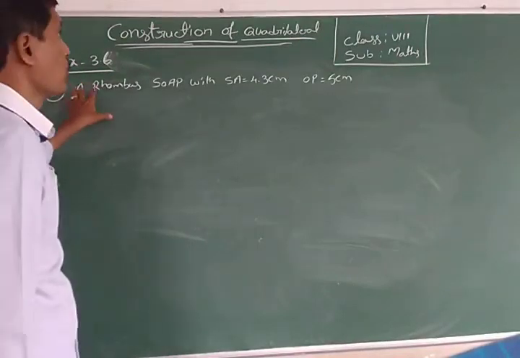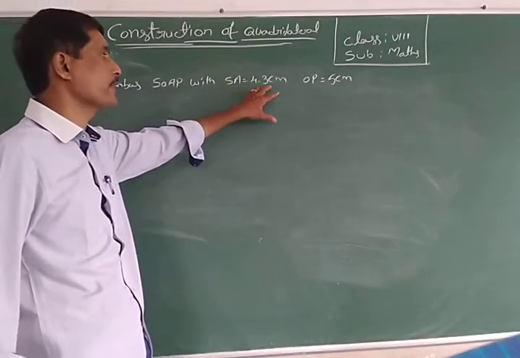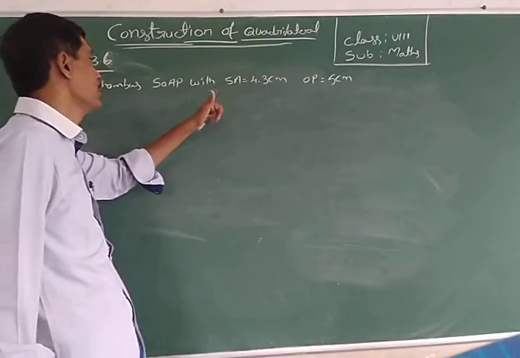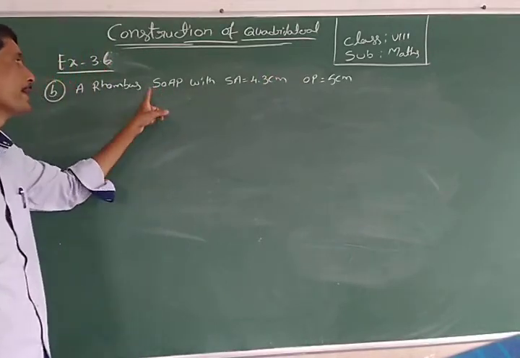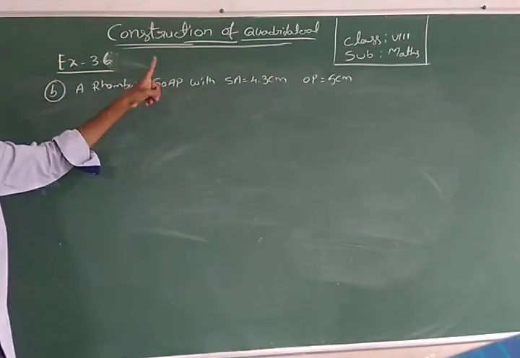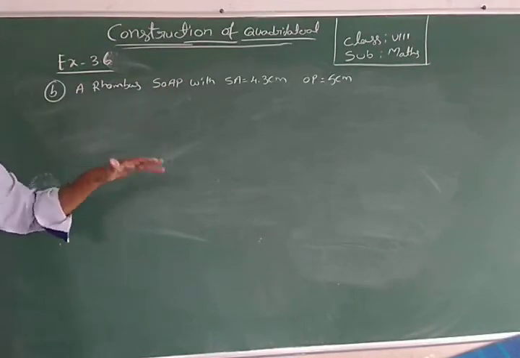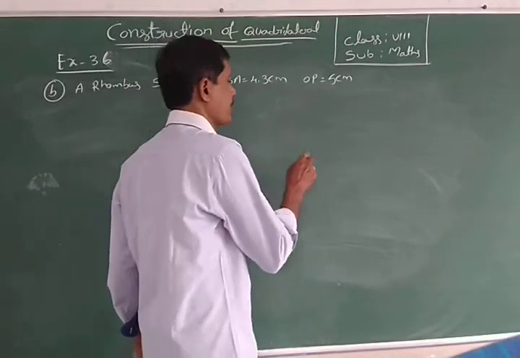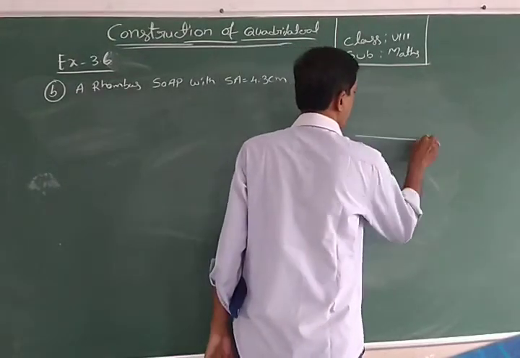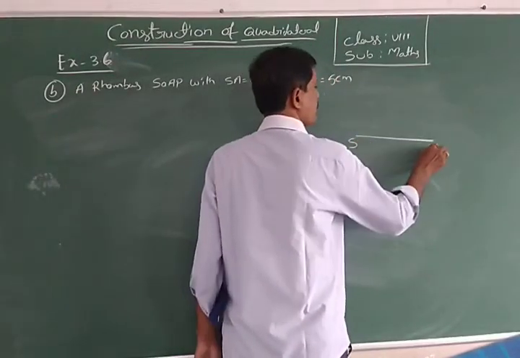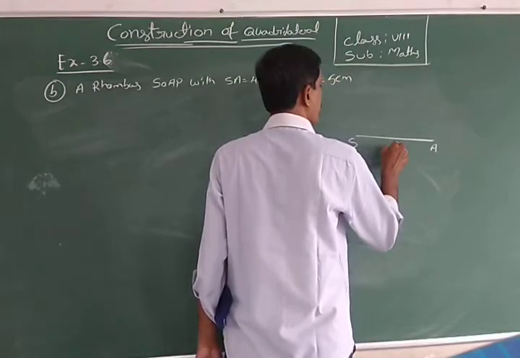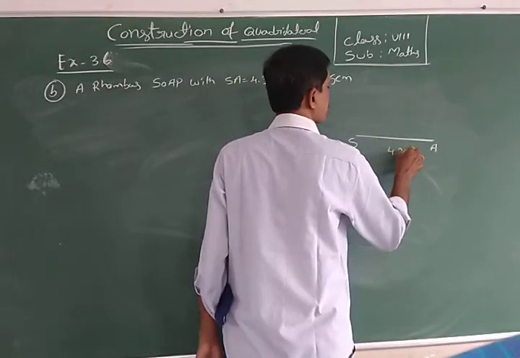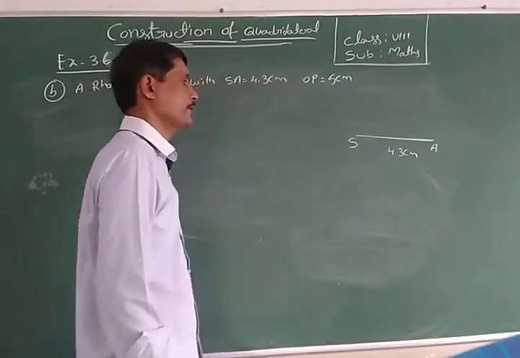Here is a rhombus SOAP with SA equal to 4.3 centimeters and OP equal to 5 centimeters. Here SA is one diagonal and OP is also one diagonal. Two diagonals are given. Therefore, first draw any one diagonal, that is SA, 4.3 centimeters.